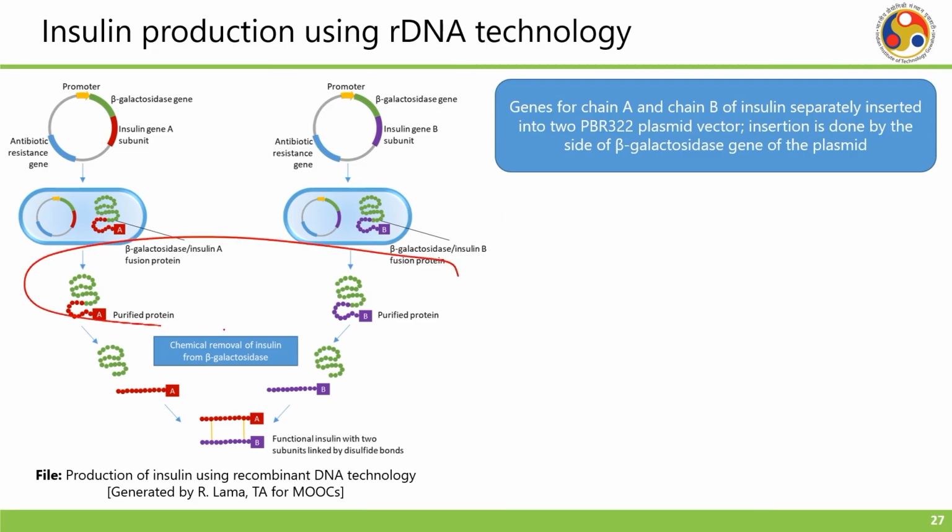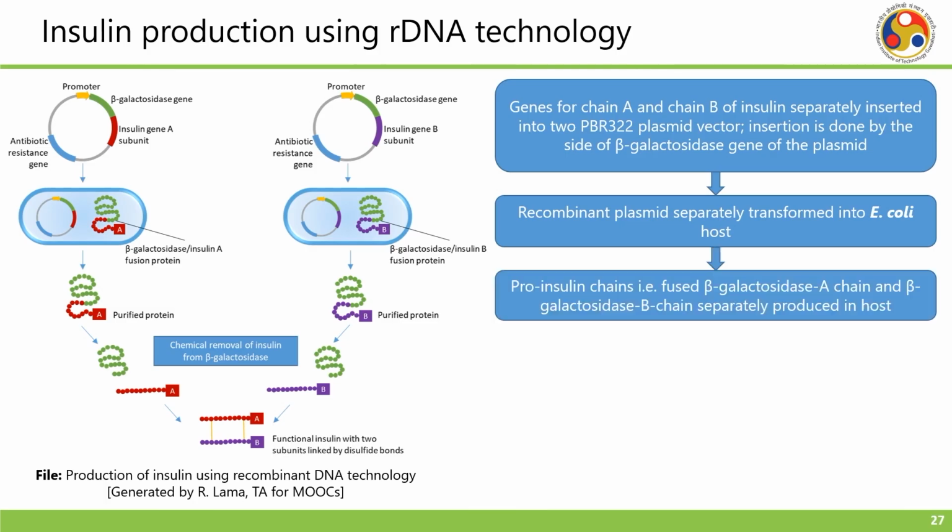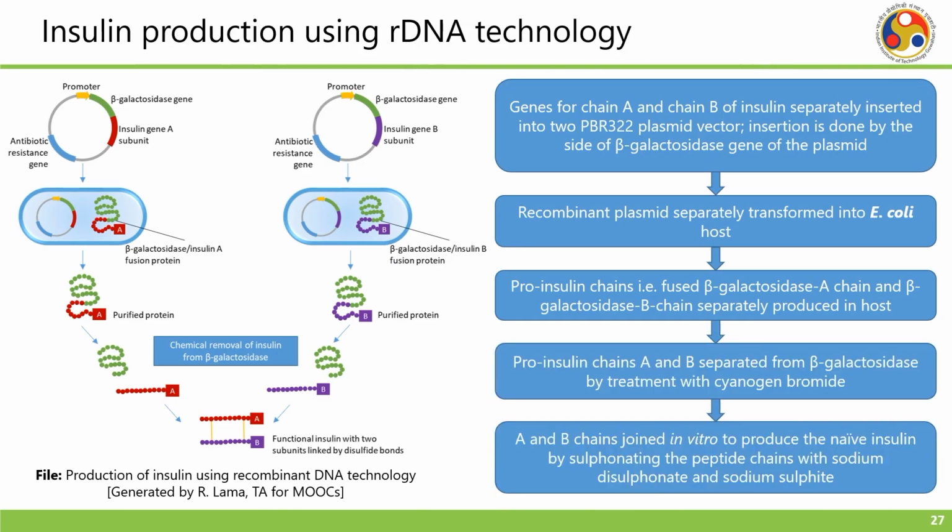So, these are purified separately, and the beta galactosidase is removed by a chemical method to release the A chain and the B chain. These A chain and B chain are then cross-linked with one another by disulfide bonds to form a functional insulin molecule. So, this is a very popular method now, and also an economic method to produce insulin in bulk quantities.